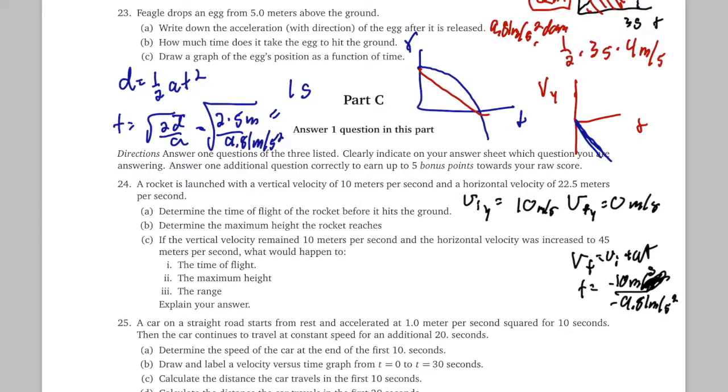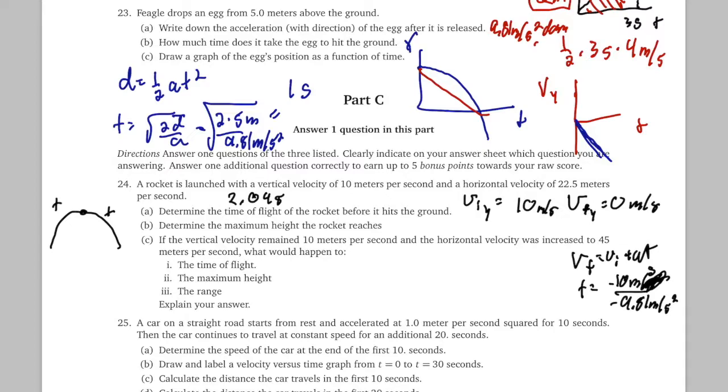All right, and if I go to my calculator, I get 1.0119, and then I double it to get a total time of flight of 2.04 seconds. The reason why we double it is because this is just how much time it takes to get to the top. We also need to know how much time it takes to get down to the bottom.